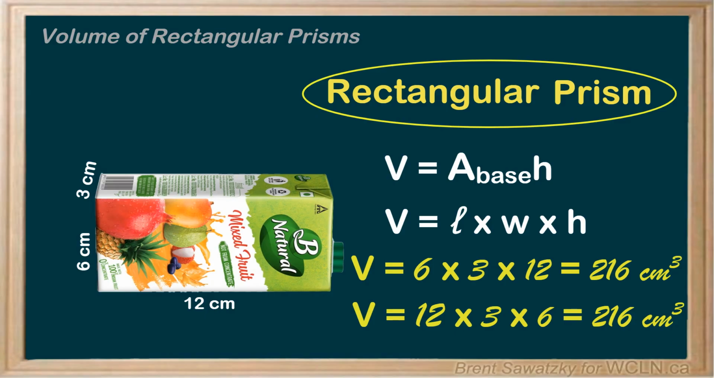Thus, when calculating the volume of a rectangular prism, don't get too caught up with determining which side is the length and which is the width and which is the height. The side length names are interchangeable.